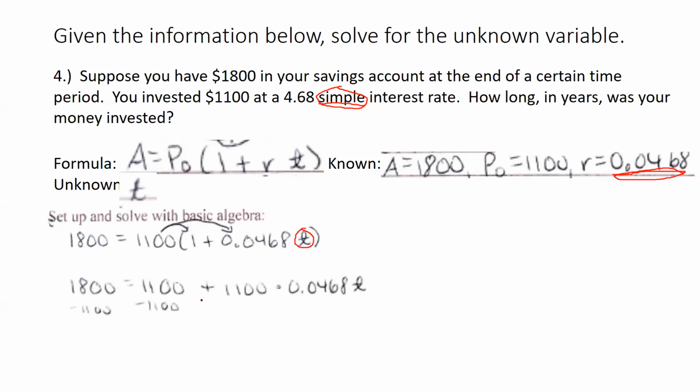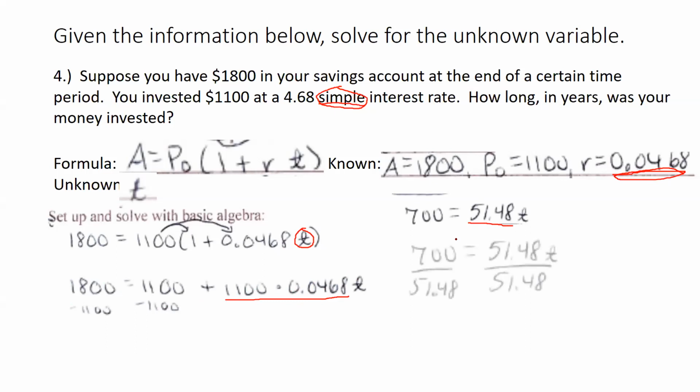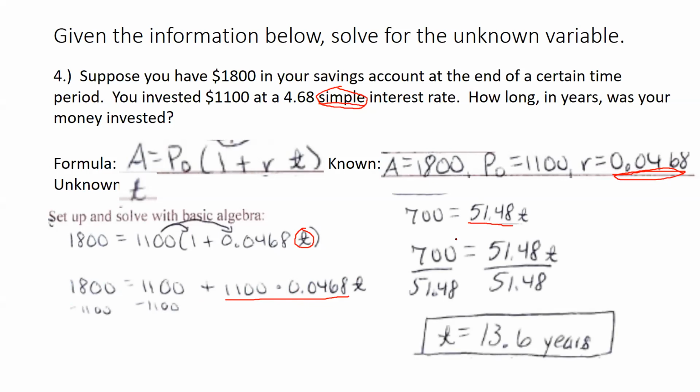And now we're going to just solve for t. So I'm going to subtract 1,100 from both sides. And then, after I multiply these two together, 1,100 times 0.0468, that comes out to be 51.48. I want to get t by itself, so I'm going to divide both sides by 51.48, and I get about 13.6 years. So it would take me 13.6 years to end up with that $1,800 in my account.